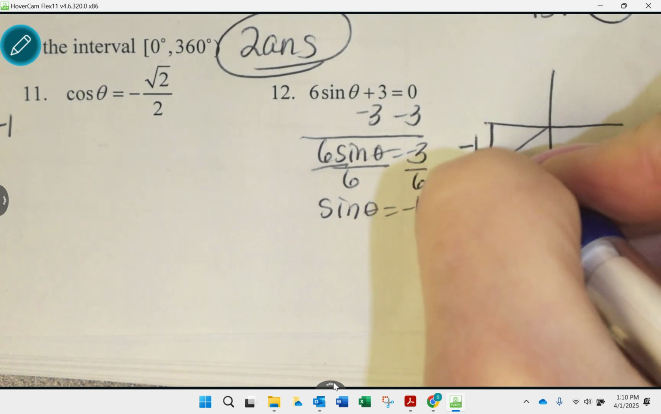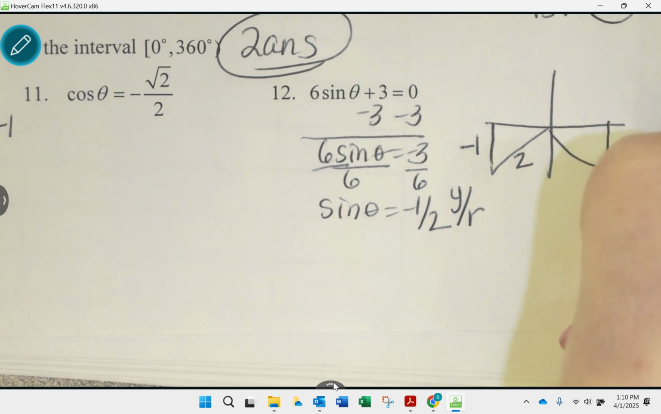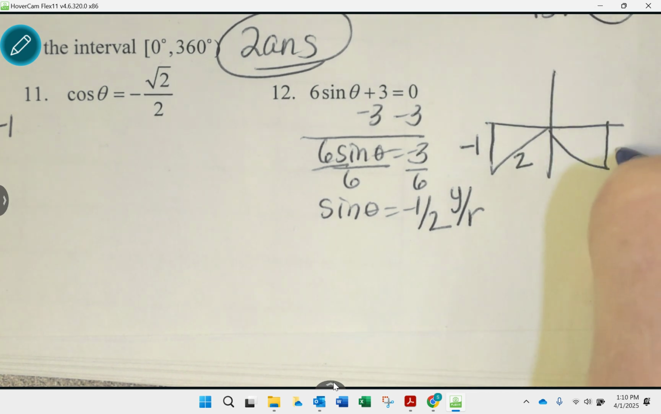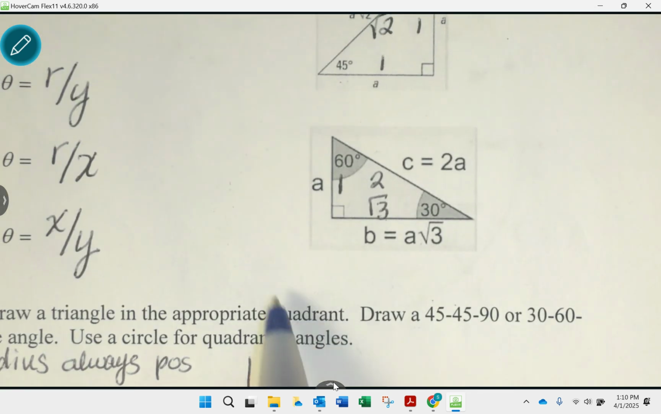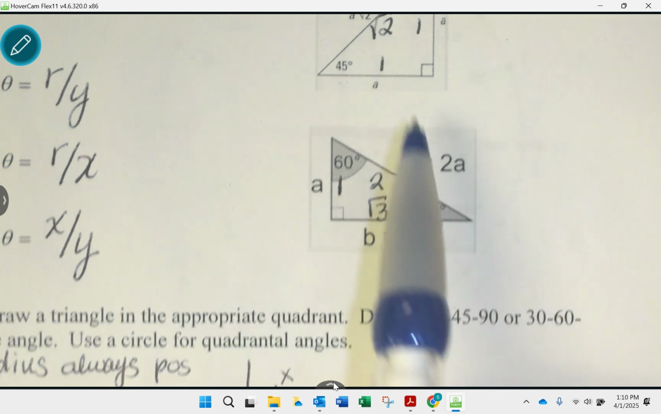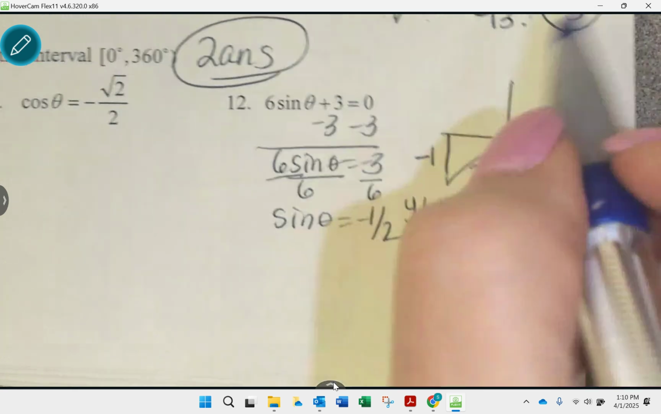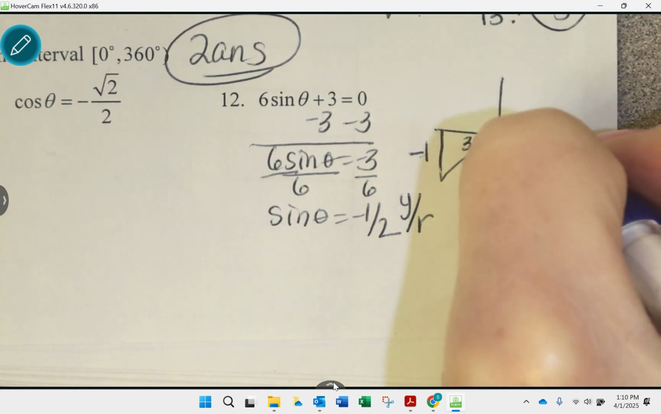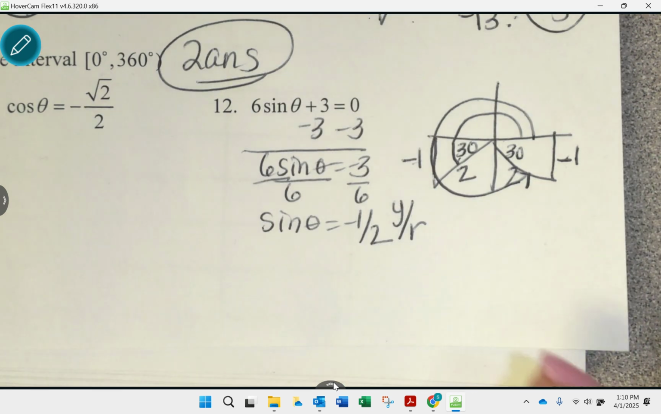So we could have y is negative 1, r is 2. Or we could be over here. Always to the x-axis. Never like that, guys. Do not draw those to the y-axis. Negative 1 and 2. Which of those triangles has the numbers 1 and 2 in it? Is it the 45 or the 30/60? 30/60. So across from the 1 is the 30. So you guys figure out what this angle is and also what that angle is.